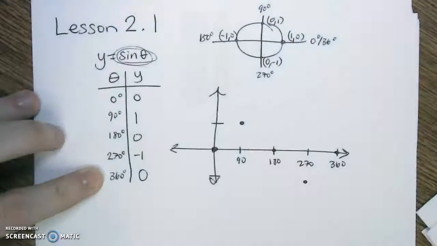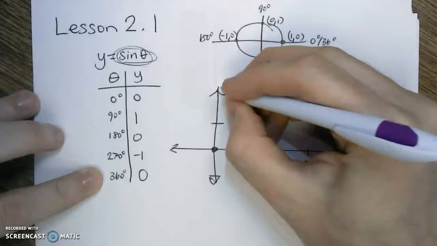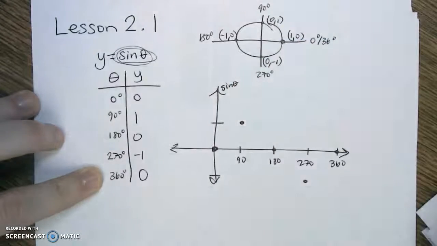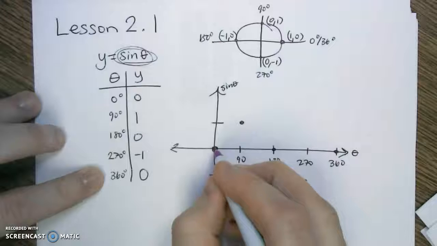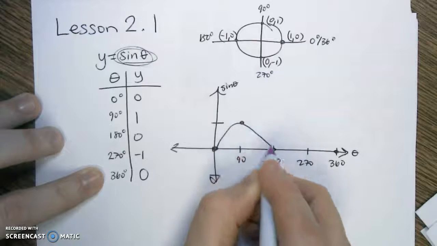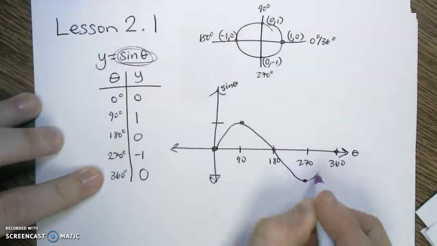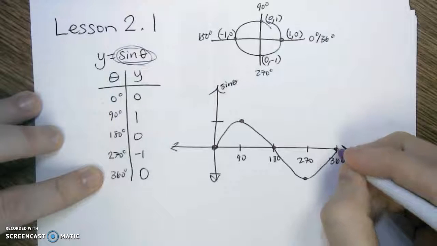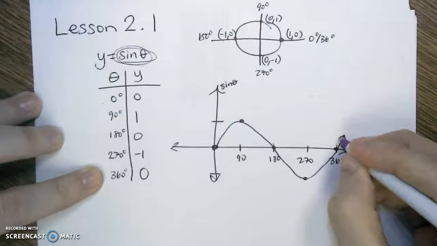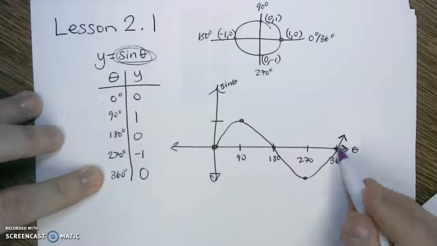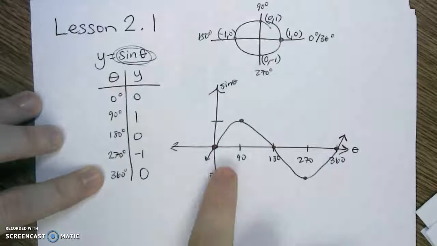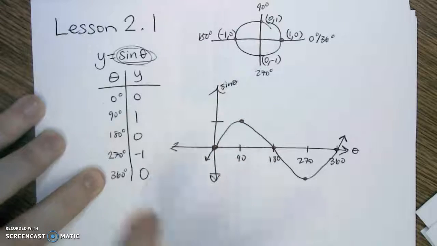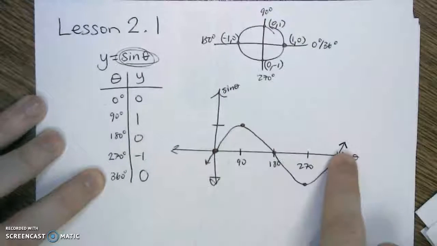If you want to label, this is your sine theta values, or y, and this is your theta values, your x-axis. And you connect these with a curve like this. And your curve should have arrows on the end because it does continue on past 360 degrees, and arrows in this direction as well because it does go to negative degrees as well. So that is your sine wave.